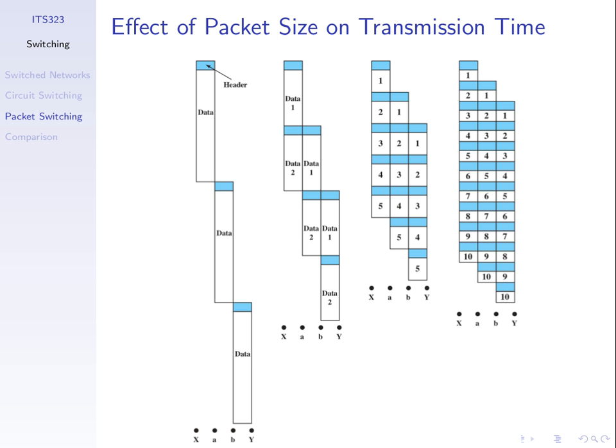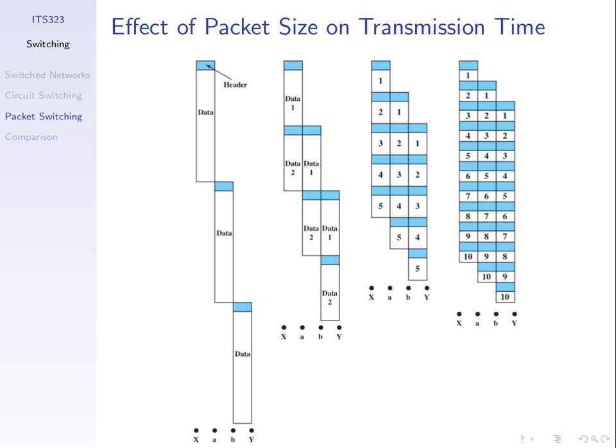In the first diagram on the left, it assumes that the data that source X has to send is sent in one packet. That's what this shows. We take the data and transmit it in a single packet.